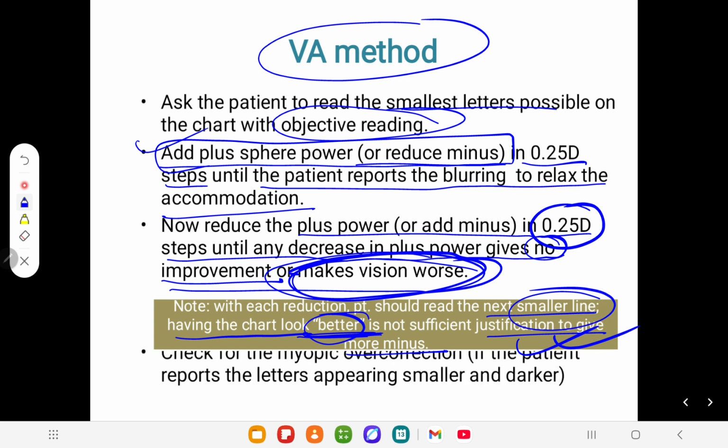Check for myopic overcorrection. The patient reports the letters appearing smaller. If you add a greater number of minus lens, then many times the patient says the letters become smaller and darker, and don't confuse it with the patient seeing better. It's not that. The patient cannot see better, the patient sees smaller letters. The letters appear smaller and darker. It happens whenever you add more minus.